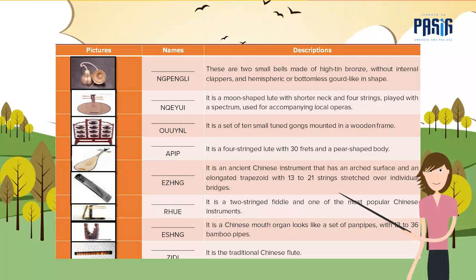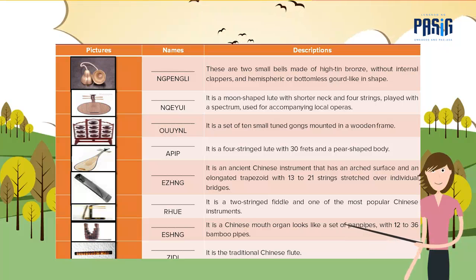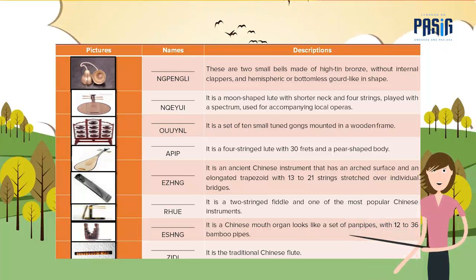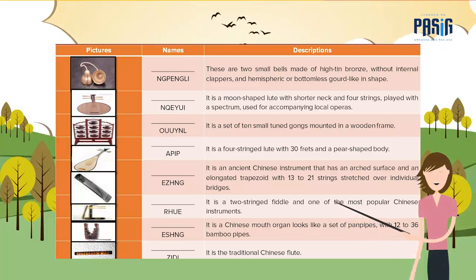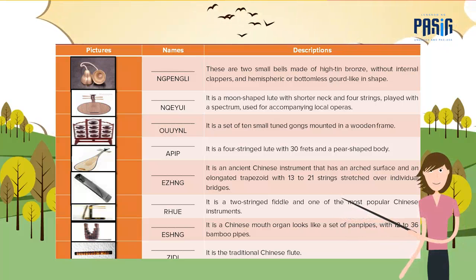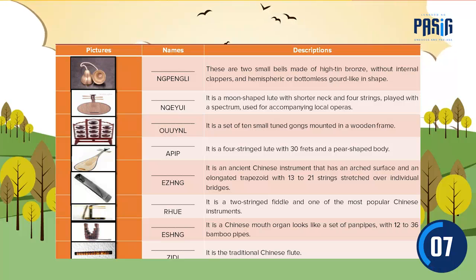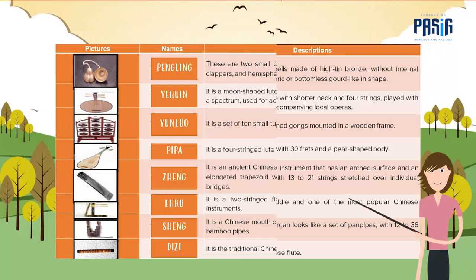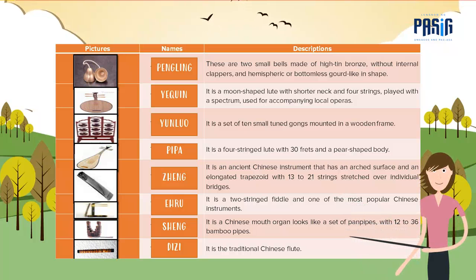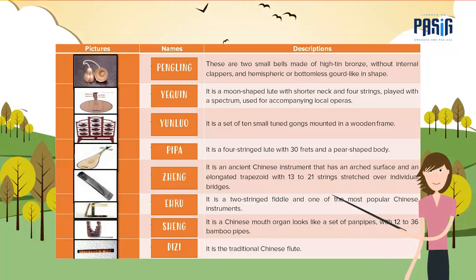Directions: Identify the different Chinese musical instruments by arranging the jumbled letters based on the given descriptions. You will be given 5 seconds to answer this activity. Here are the answers.